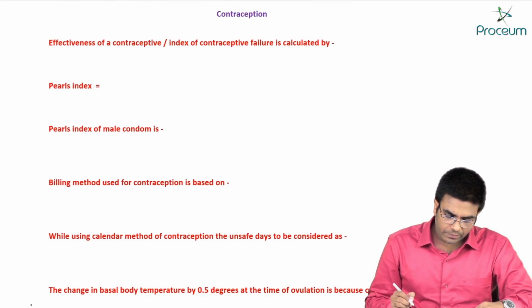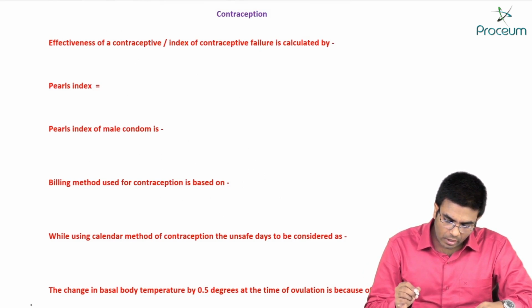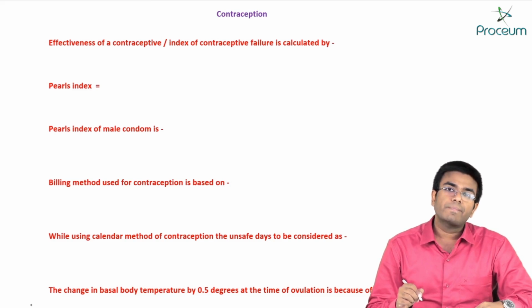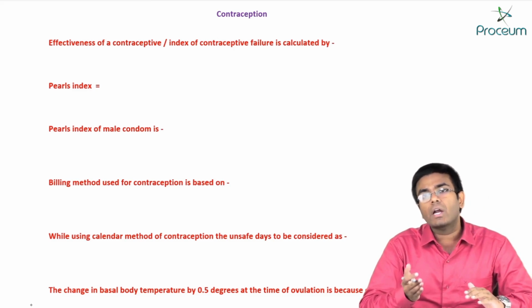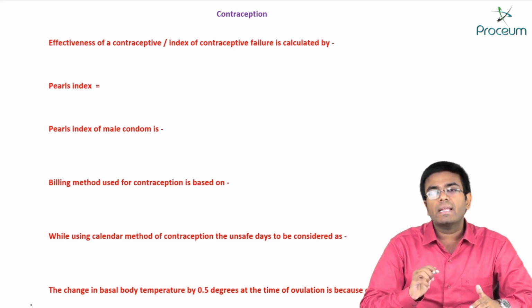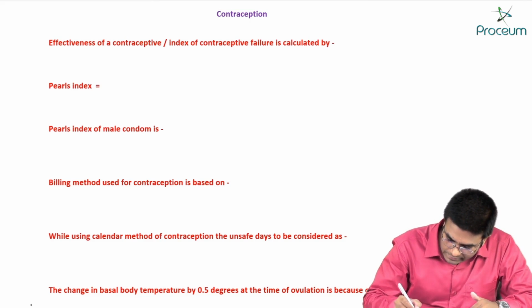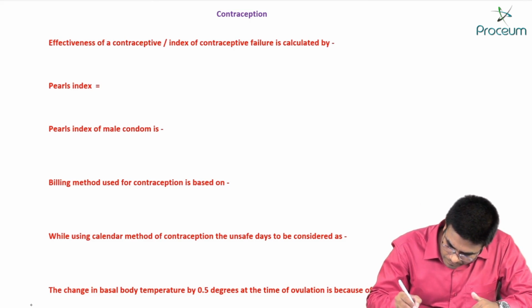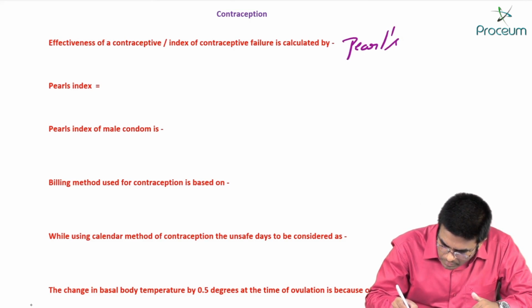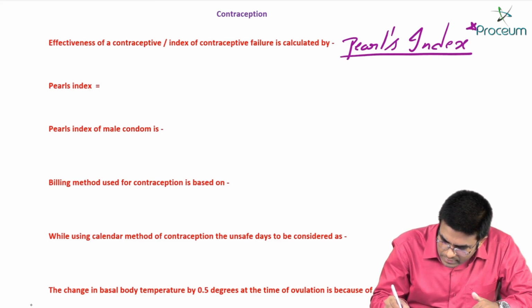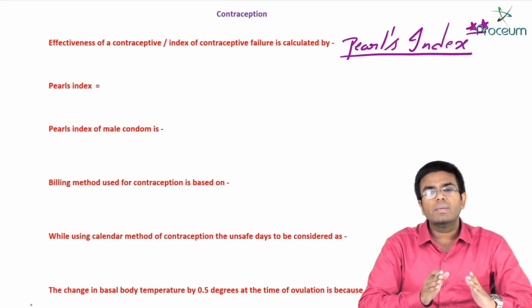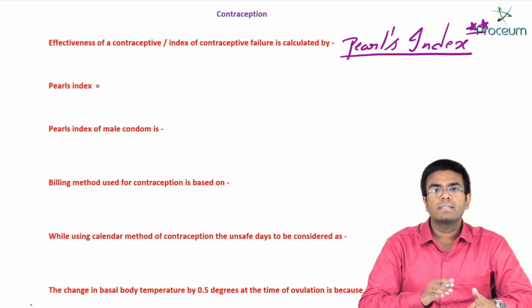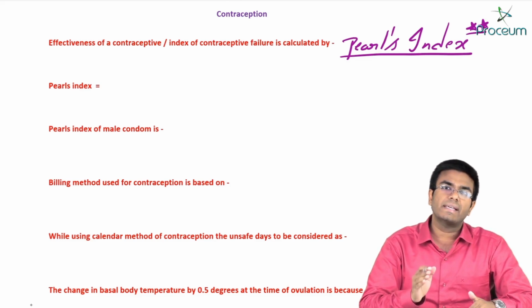Effectiveness of contraceptive or the index of contraceptive failure is calculated by, which means how good a contraceptive is or how bad a contraceptive is, can be calculated by an index known as Pearl's index. Okay. Pearl's index will say us how good or how bad the contraceptive is. So if they ask you, contraceptive failure rate is indicated by Pearl's index.